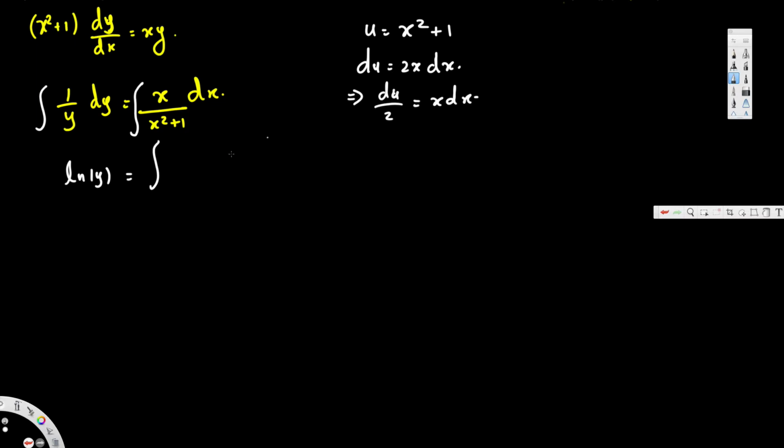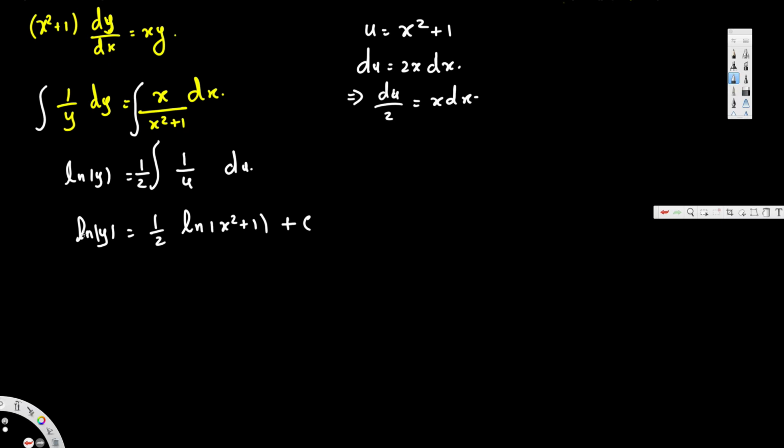So 1 over 2 is a constant. I move that one to the front, and then du I keep right here. I replace x dx. Now x square plus 1 is equal to u. That's in the denominator, so this is 1 over u. Okay, now let's go ahead and do the integration. Ln of y is equal to half integration of 1 over u, that's ln of u. Now we can replace the u with x square plus 1, so this is going to be just x square plus 1 right here, and then we have to add a constant.